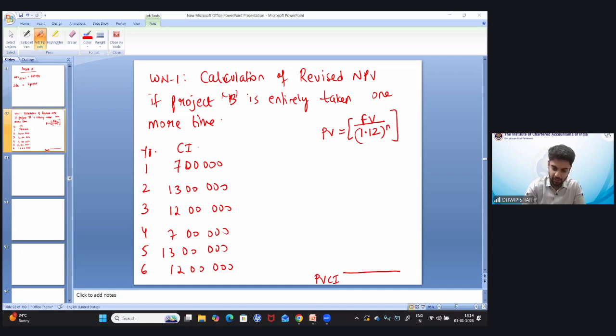Yes, investment will be double because we are taking entire project one more time. ठीक है? तो आउटफ्लो में भी अब पीवीसीओ हो जाएगा. मींस वी हैव टू डिस्काउंट द आउटफ्लो एज वेल. बट पहले लेट्स tackle inflows and then we will move to outflow.